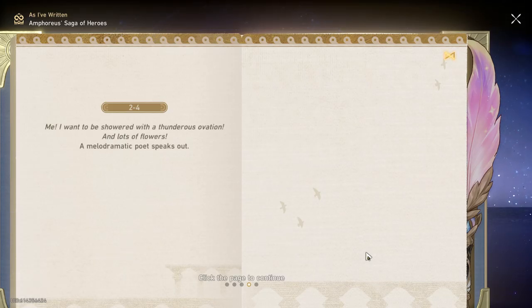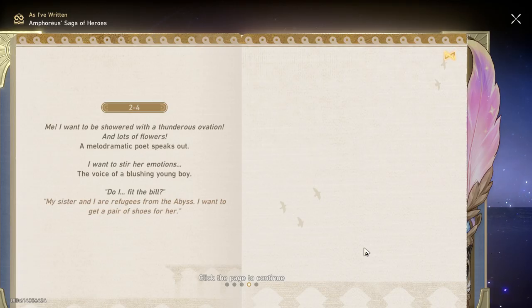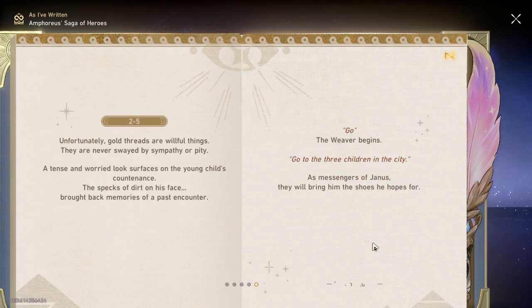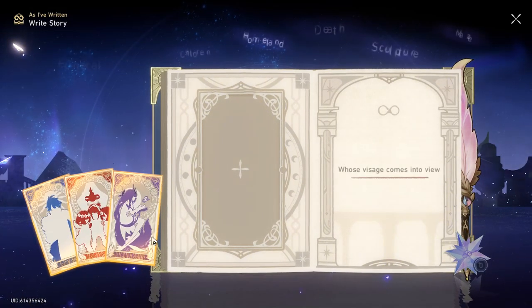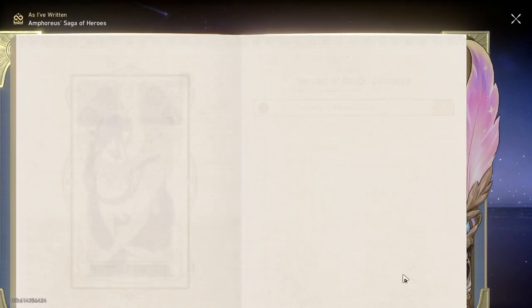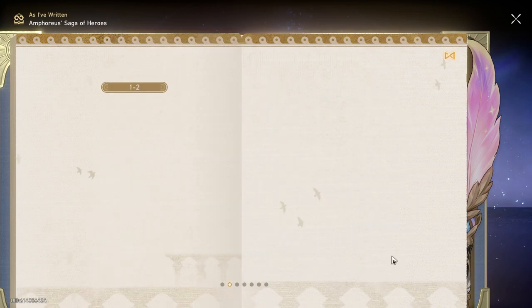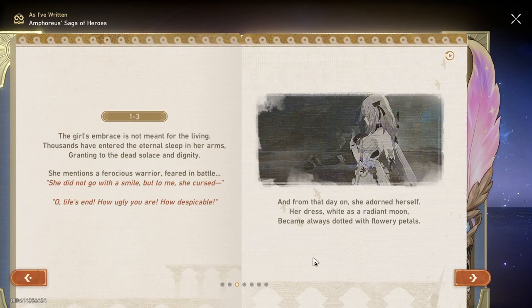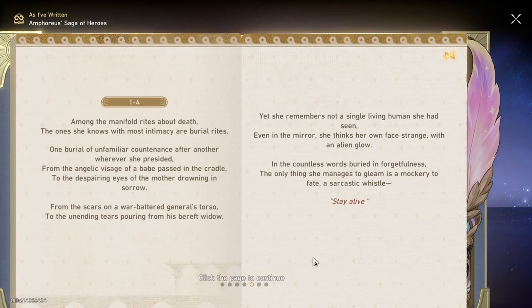Me! I want to be showered with a thunderous ovation and lots of flowers. I want to stir her emotions. Do I fit the bill? Go. For if death cannot be avoided, I wish it could contain beauty more plentiful. Stay alive.